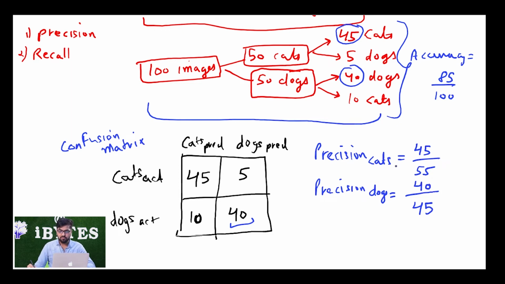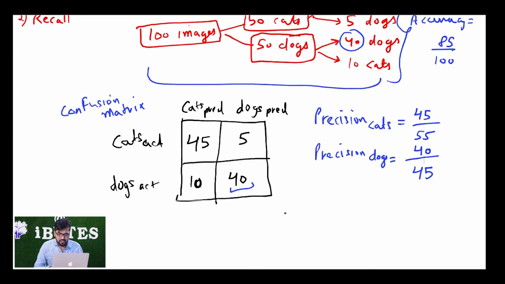So my precision for cats is basically 45 upon 55, and my precision for dogs is 40 by 45. Basically, out of the images that I am predicting as cats, how many am I correct in. Basically, how precise I am in my predictions. So that is what we mean by precision, how precise I am in my predictions.